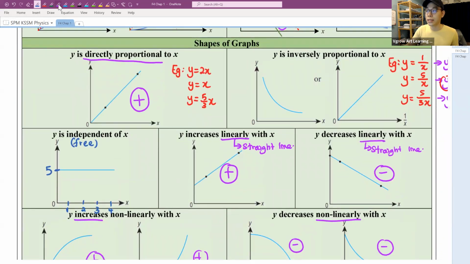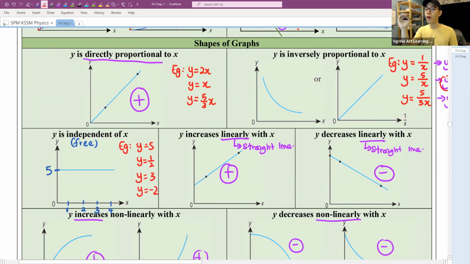Let's look at some of the examples. This one would be, for example, y equals 5, y equals 1 over 2, y equals 3, y equals negative 2. It will just be a horizontal line. All horizontal lines, y equals some number, confirm. Okay, y increases linearly. That means you still have a straight line, but then you have the y-intercept.